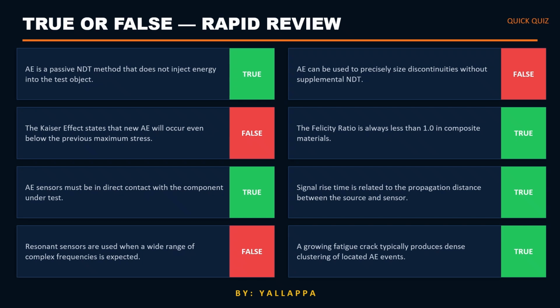This rapid review section is excellent for final revision. AE is a passive method. AE alone cannot precisely size discontinuities. The Kaiser effect applies mainly to metallic materials, and resonance sensors are used for specific frequency ranges. These are all important concepts you must remember for certification exams.